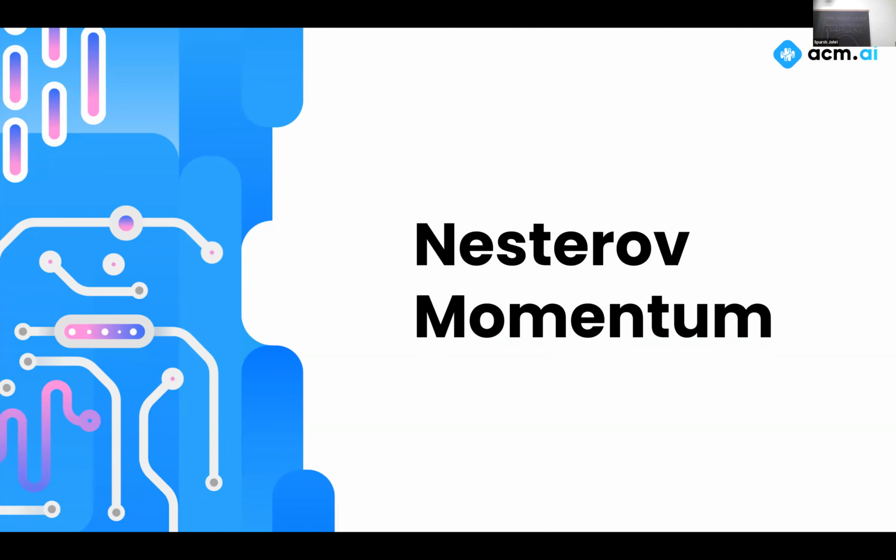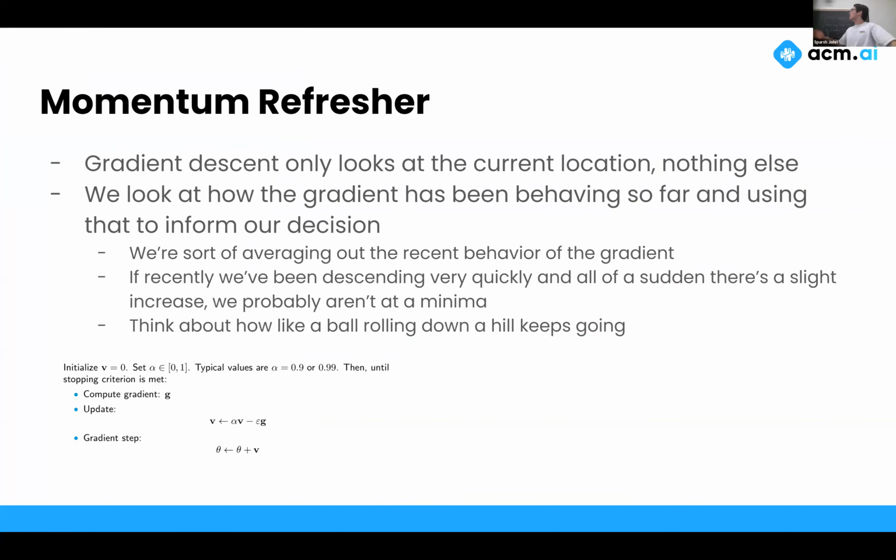Alrighty, I'm back. As you hopefully remember from last week, we talked a little bit about momentum, where the idea is that gradient descent only looks at the current location and really nothing else. This can be pretty good some of the time, but other times we want a bigger picture. We want to look at how the gradient has been behaving so far and use that to inform our decision.